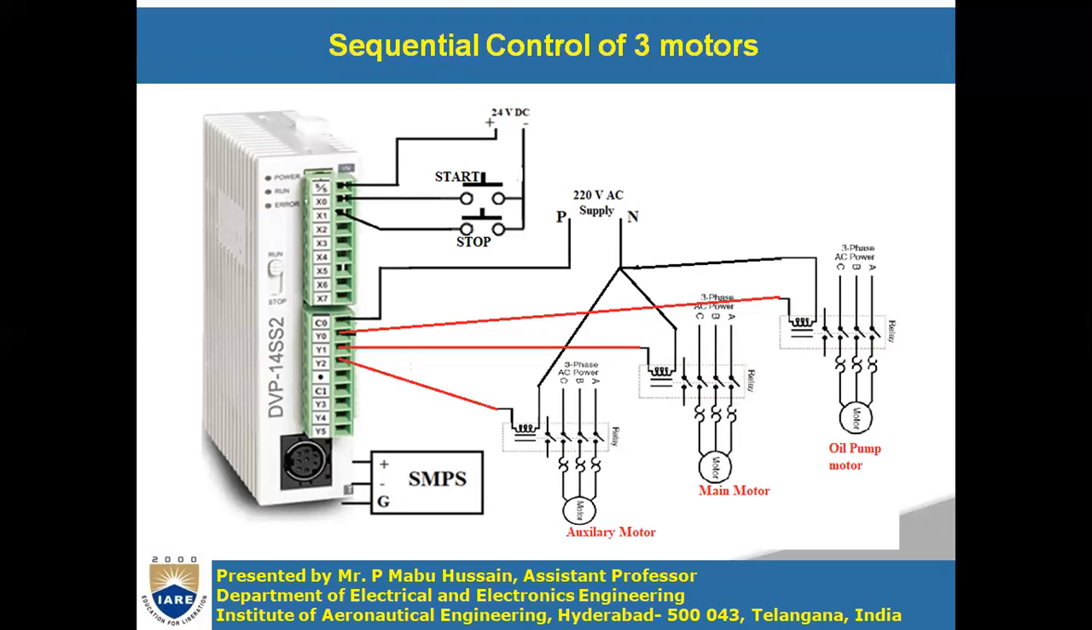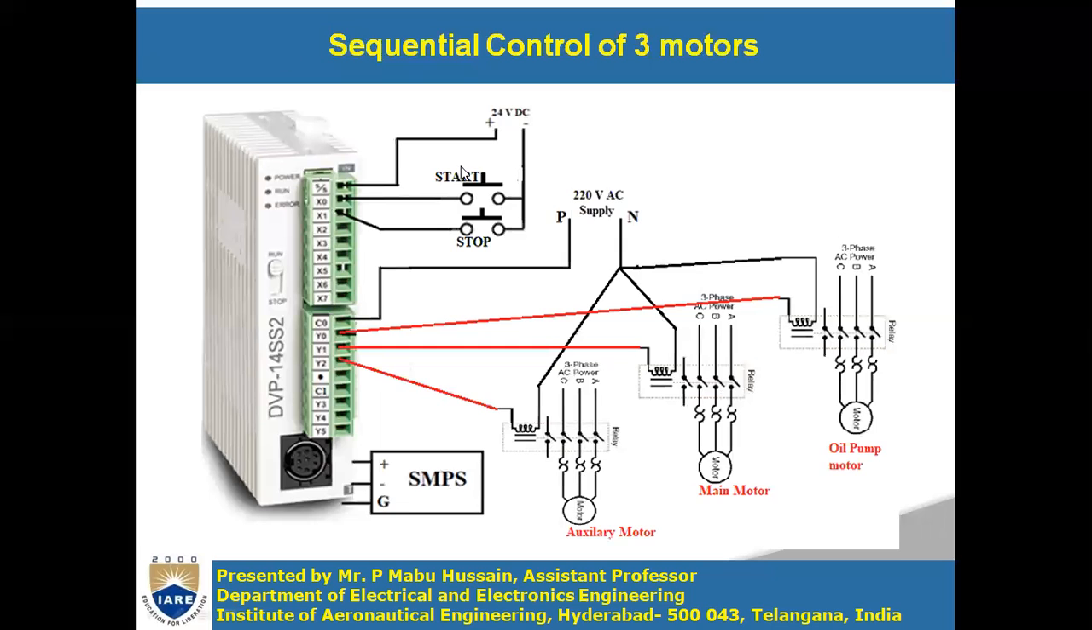In a DOL starter, we use only one contactor. So for the oil pump one contactor, for the main motor one contactor, and for the auxiliary motor one contactor. So in total we have three contactors. Each contactor will have 4 poles and 1 coil. For the 4 poles to close, this coil has to get the 220 volt supply.